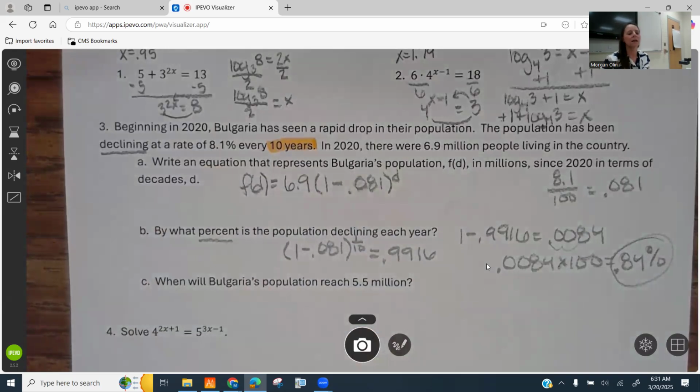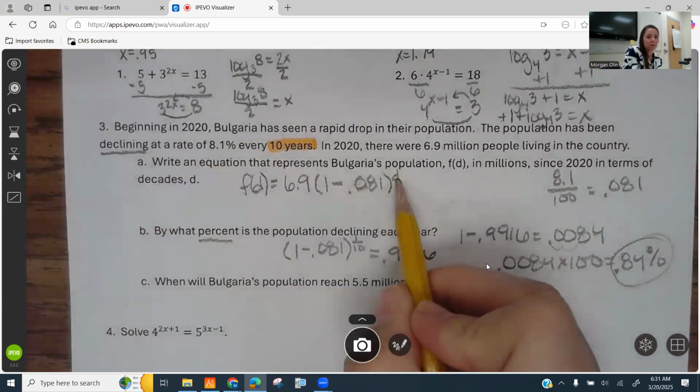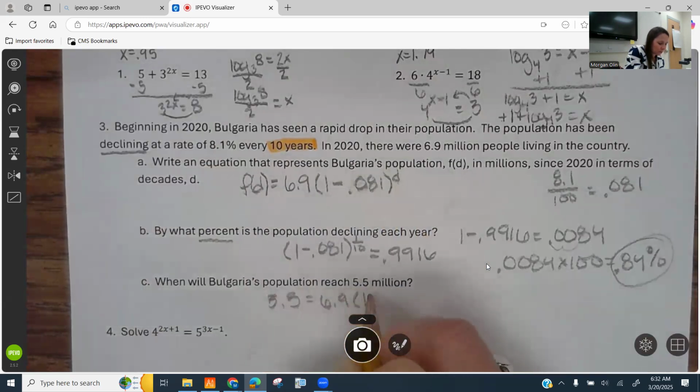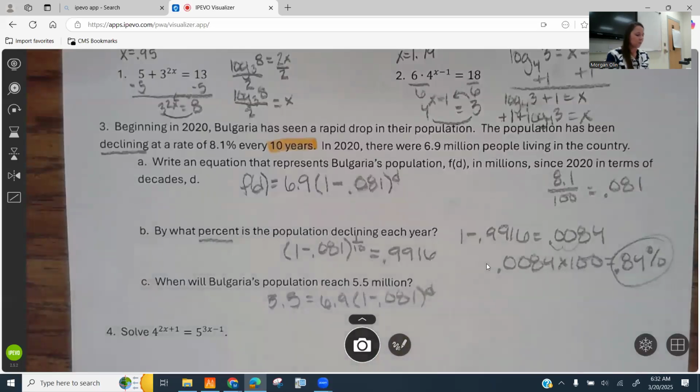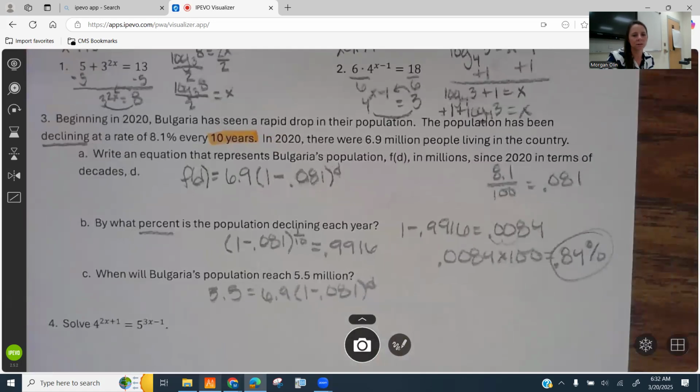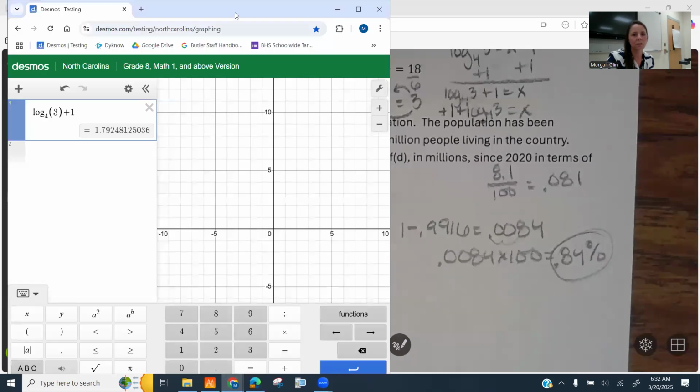All right. Now, when will Bulgaria's population reach 5.5 million? If I'm using this formula, remember this is in decades. So 5.5 equals 6.9 times 1 minus 0.081 to the D. Now we could plug this into our calculator, so that's what I'm going to do. I'm just going to choose to use Desmos, a little easier.